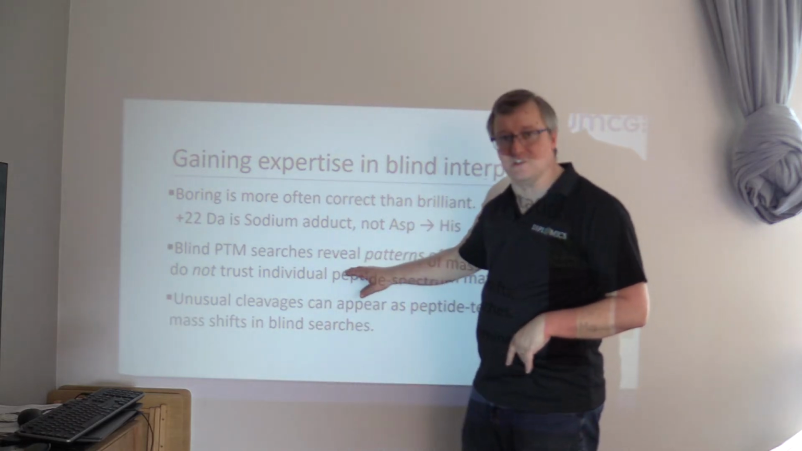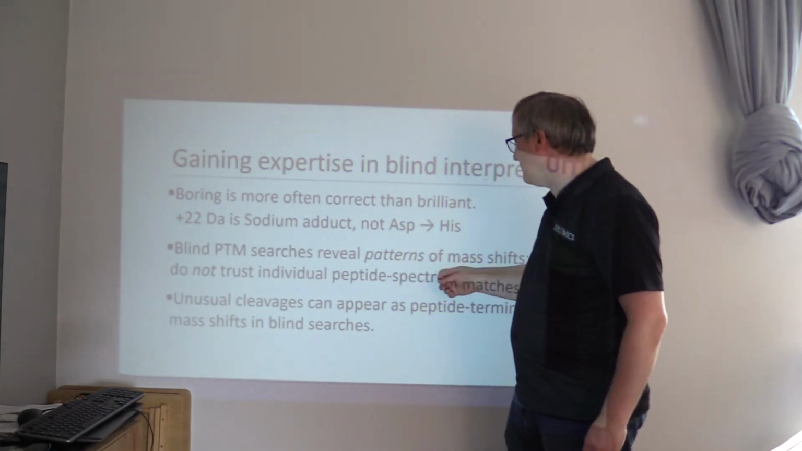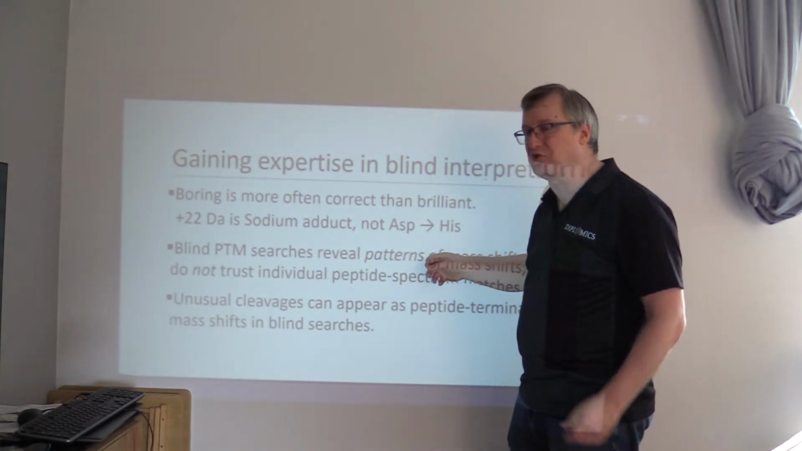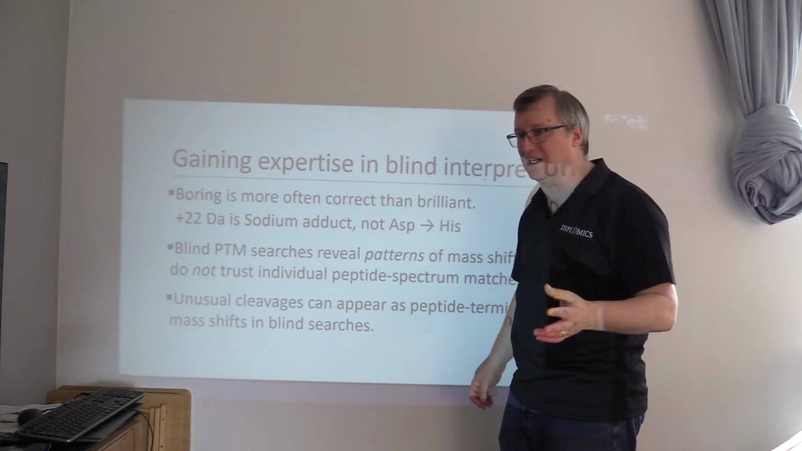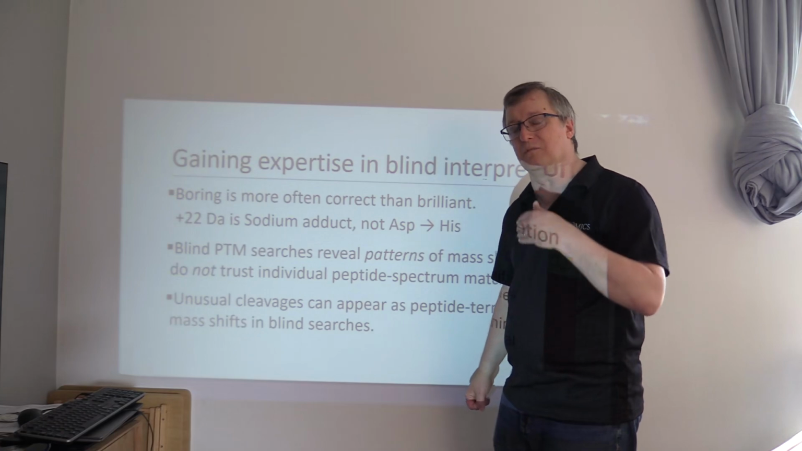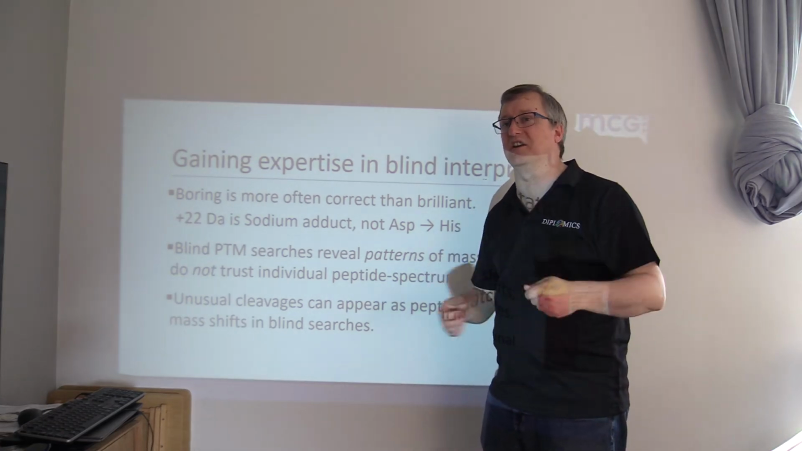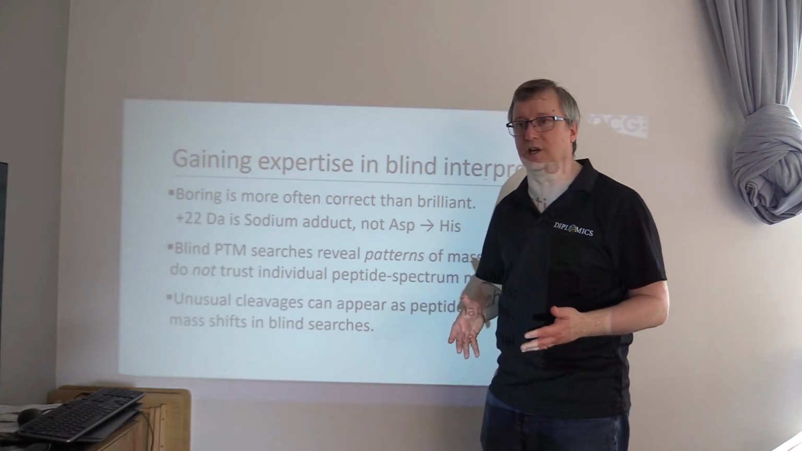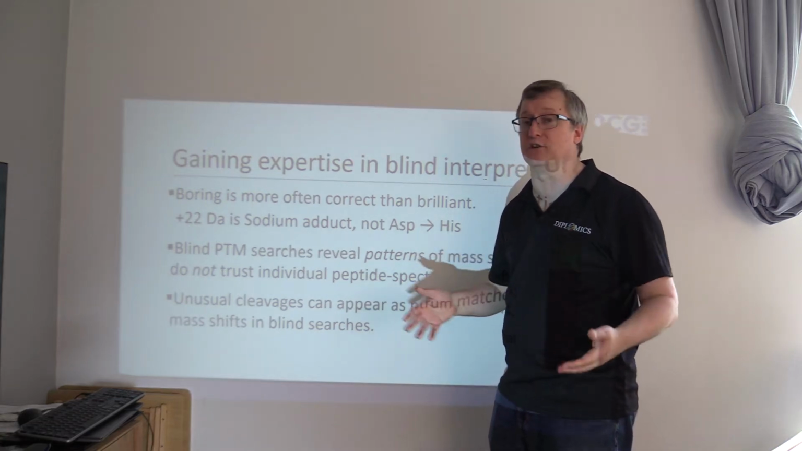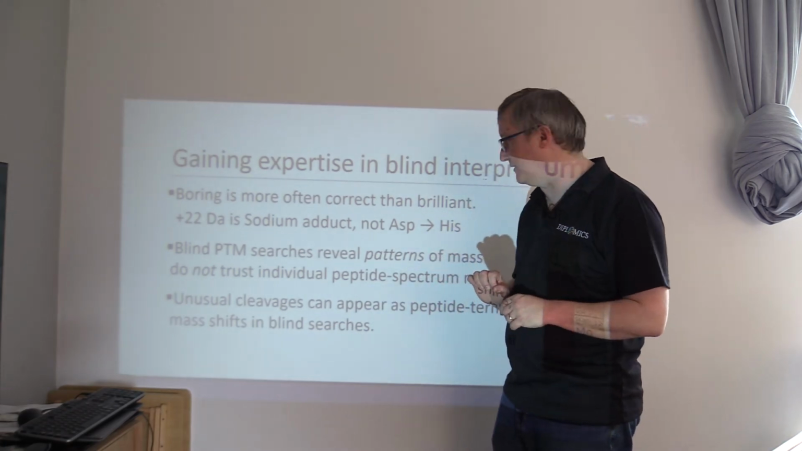Blind PTM searches, things like the open modification search that we talked about, can reveal patterns of mass shifts, but you should be really careful about trusting any of these PSMs that result. Use open modification searches to guide you to the best possible standard database search. And in general, those standard database searches are going to control false discoveries much more effectively.